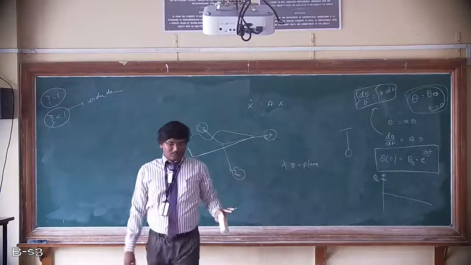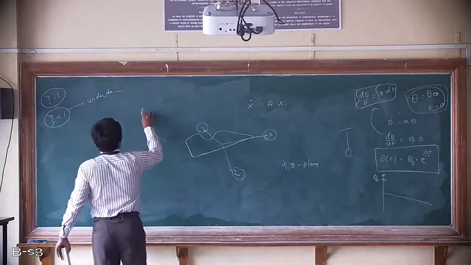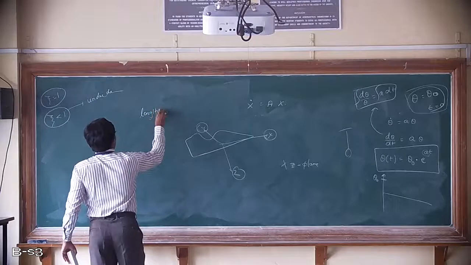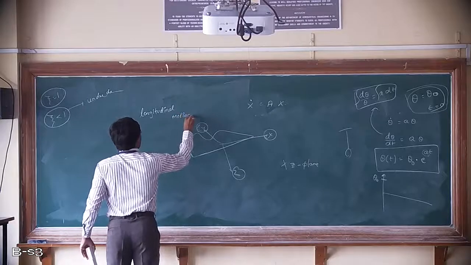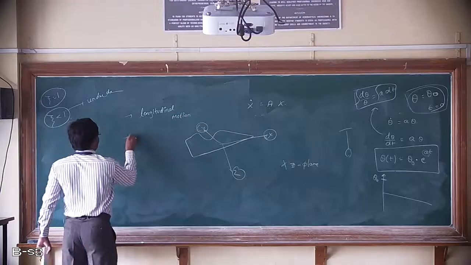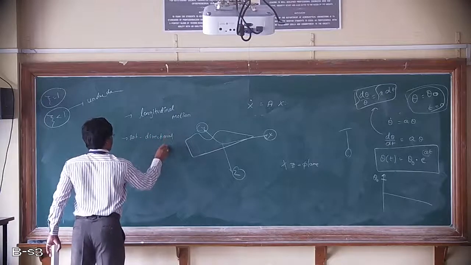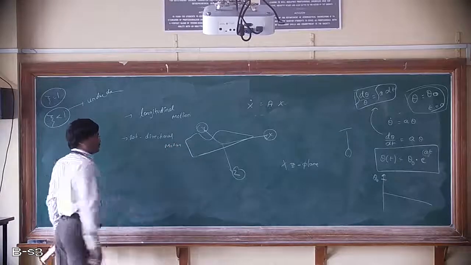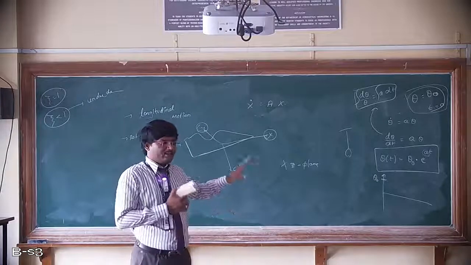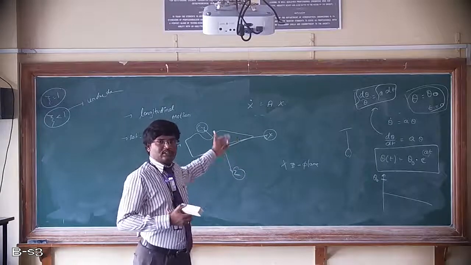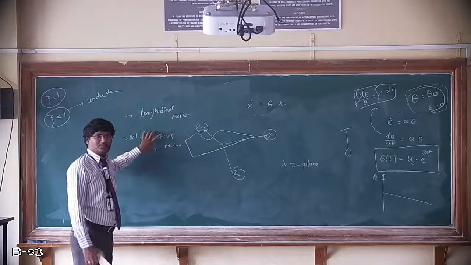Here we have two types of motions. One is longitudinal motion, and the other is lateral directional motion. The aircraft is a complex system, so I am splitting the aircraft dynamics into two categories: one is longitudinal motion and the second one is lateral directional motion.